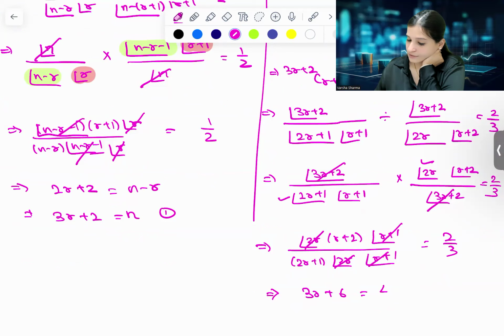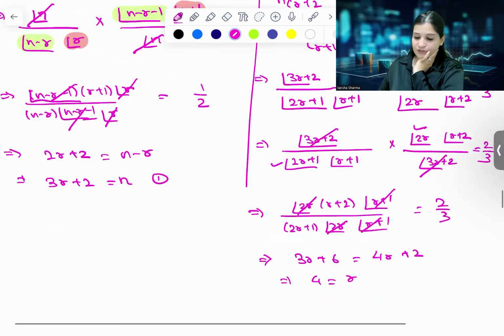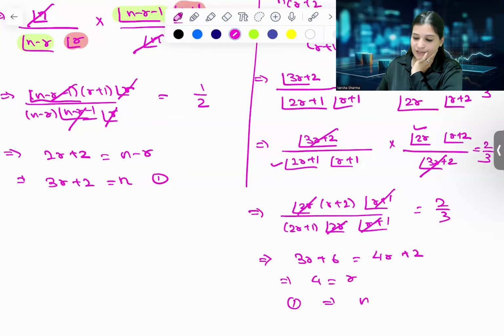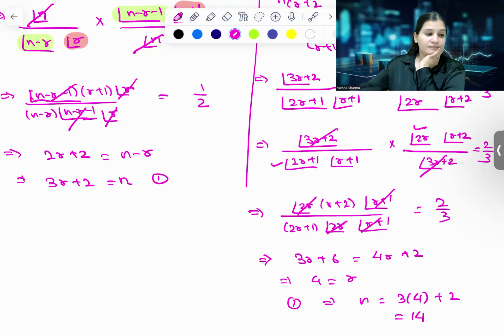3r plus 6 equals 4r plus 2. R is equal to 4. We can put this value in the first equation. N will be 3 times 4 plus 2, that is 40.